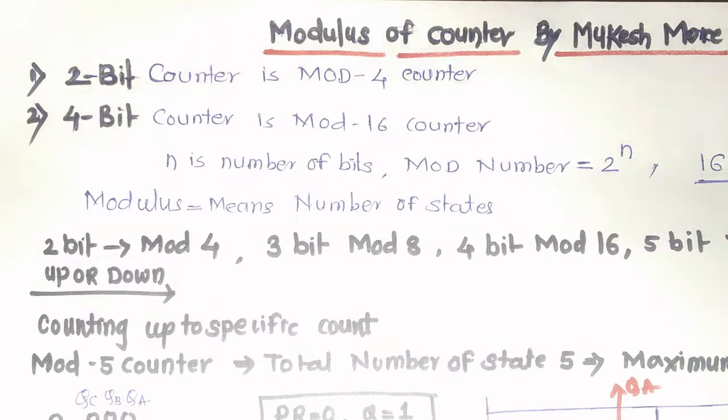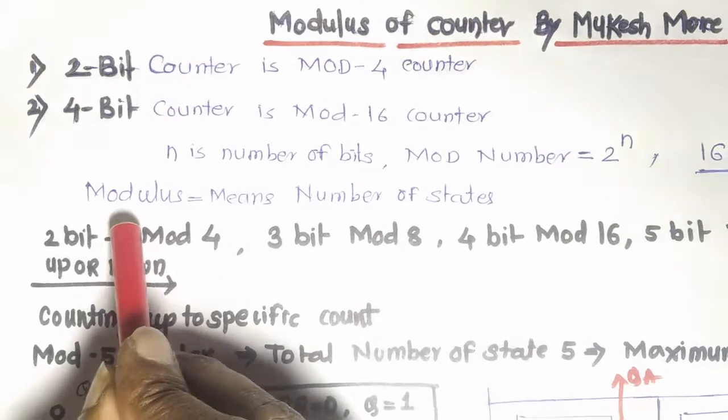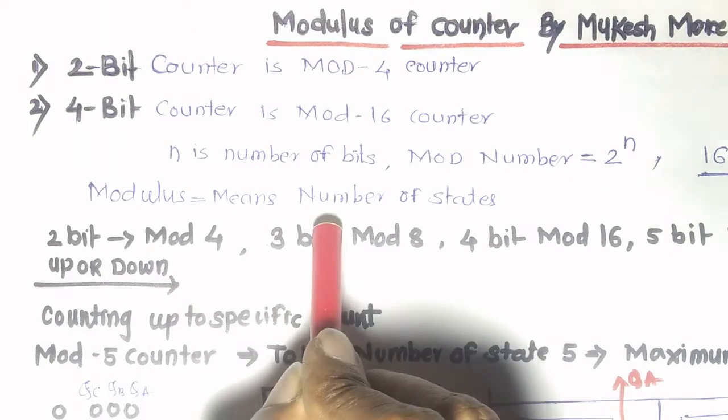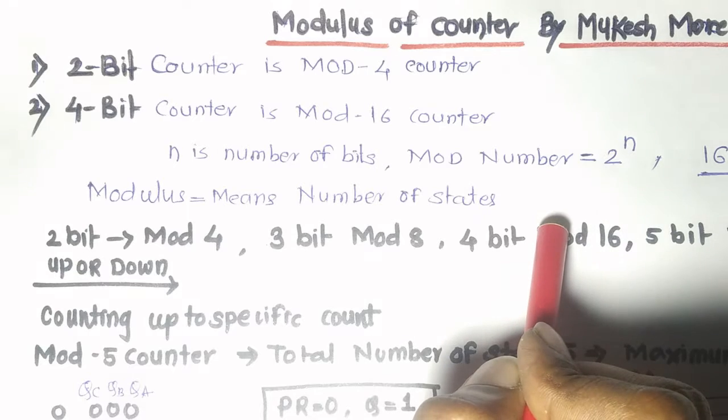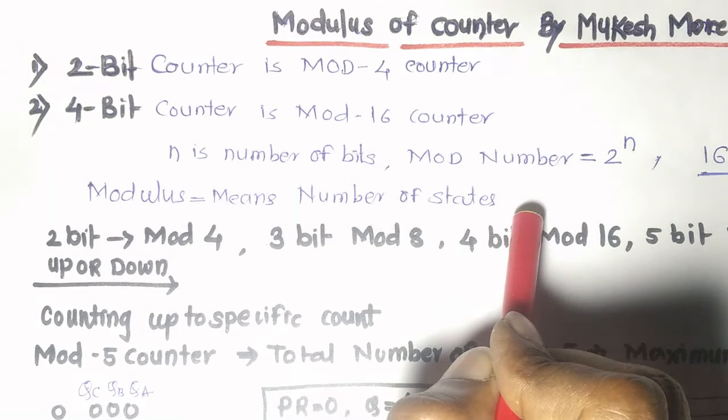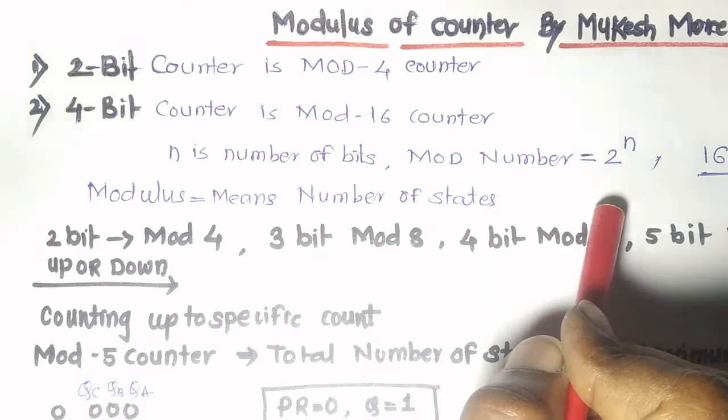In this class, students will learn the modulus of the counter in digital electronics. As you know, a counter is a circuit which is used for counting the clock pulses. First of all, we will see what is the meaning of modulus. Modulus means the number of states of the counter. So if there are 4 states in the counter, then that counter is called a mod 4 counter.